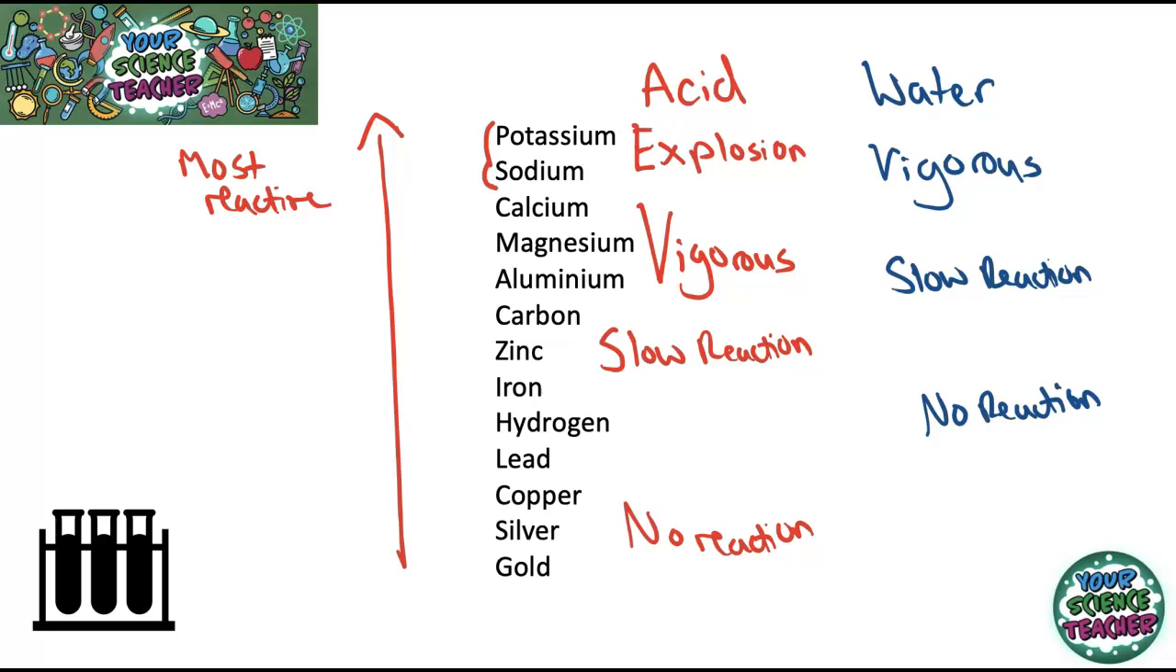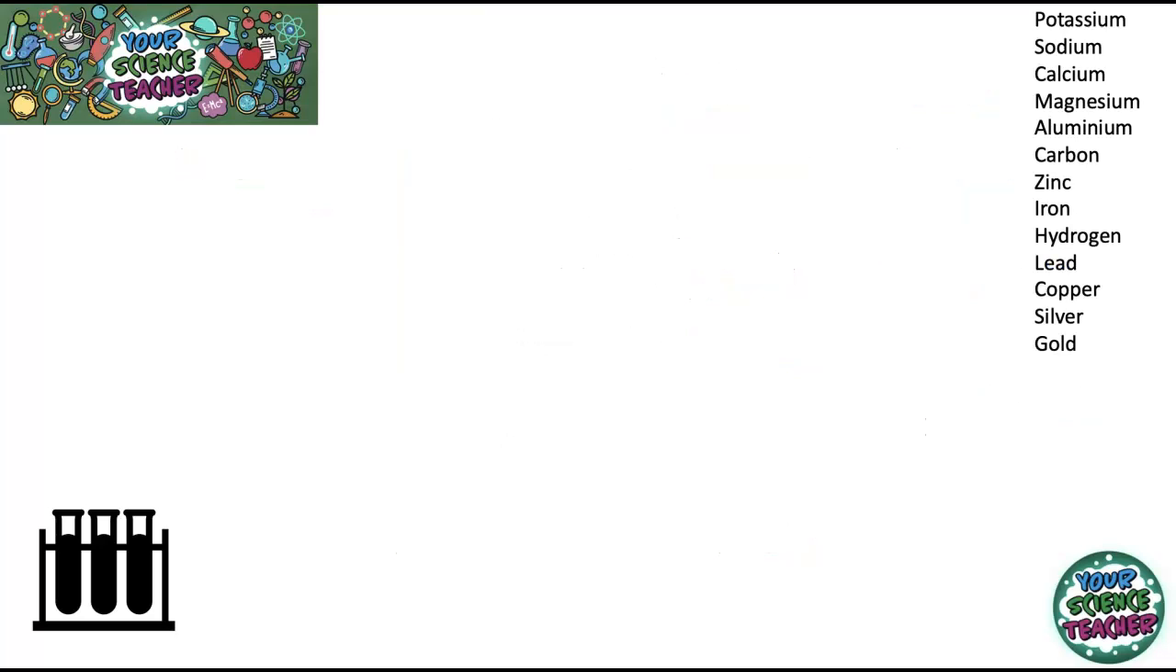But for this experiment, you're going to have to control things a little bit better. And there are two ways you could find out the reactivity. One is by looking at the increase in temperature. It's going to be an exothermic reaction when you add these metals to either an acid or water.